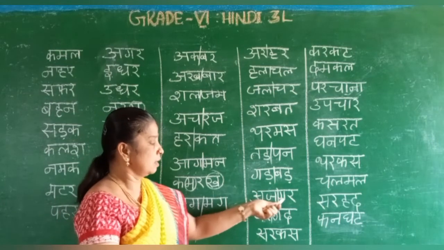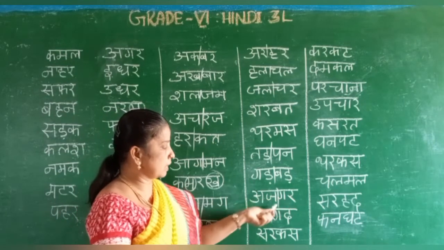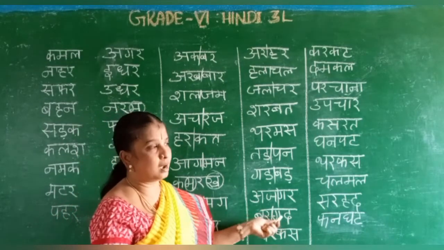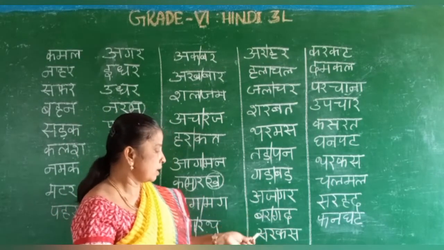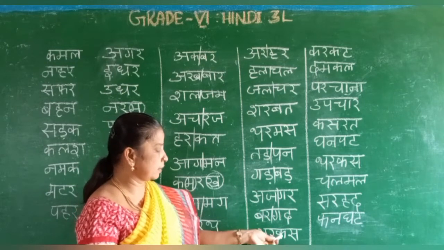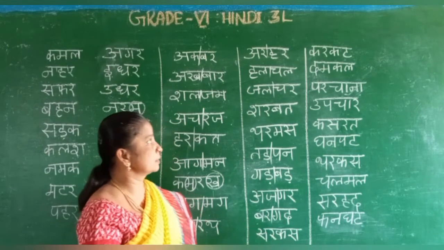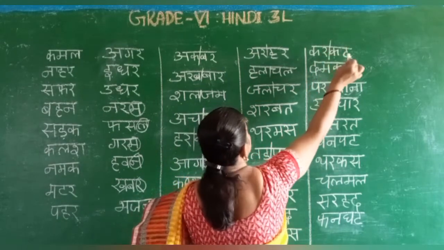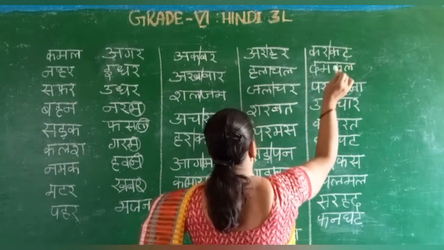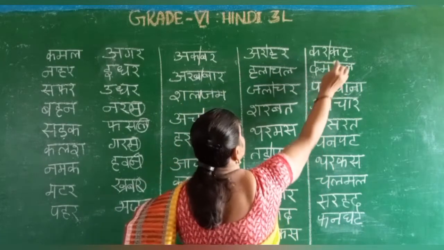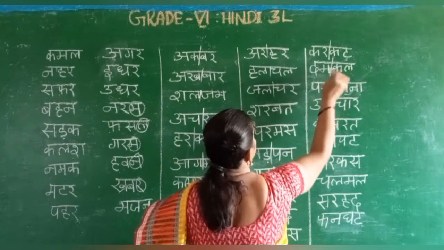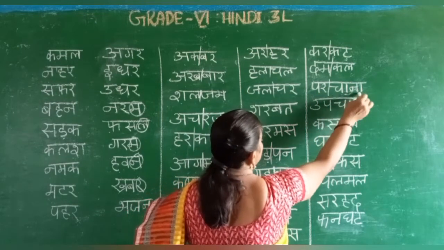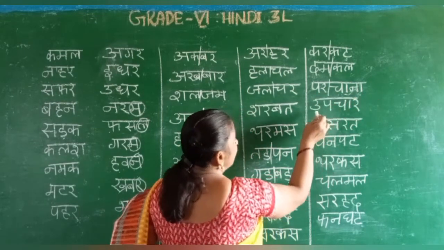Aj, gar, gad, ajgar. Bar, gad, bargad. Sar, kas, sarkas. Next one. Kar, kat, karkat. Dam, kal, dam, kal. Par, parchana.